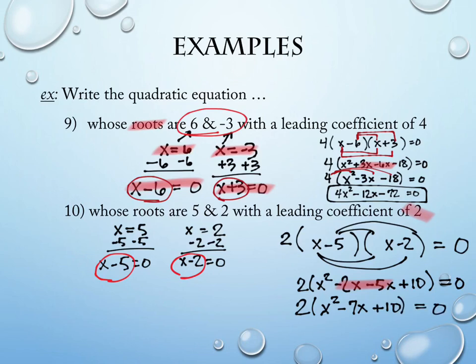And what's my last step? Distribution. So we will distribute our 2 through everything. The first one's 2x squared. Then what? Minus 14x. Plus 20, which equals 0.